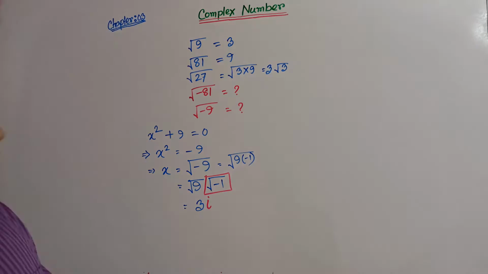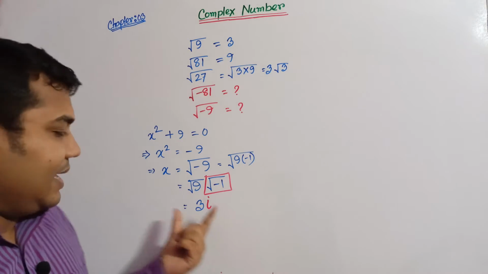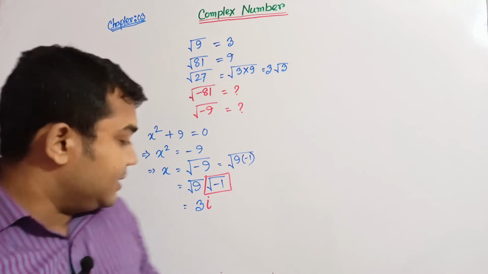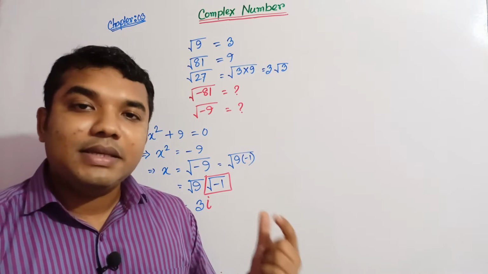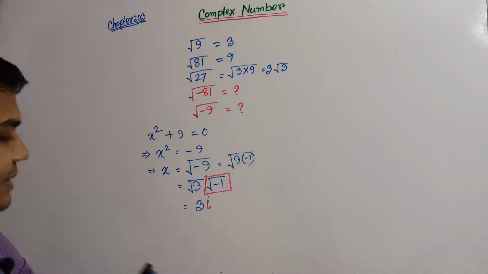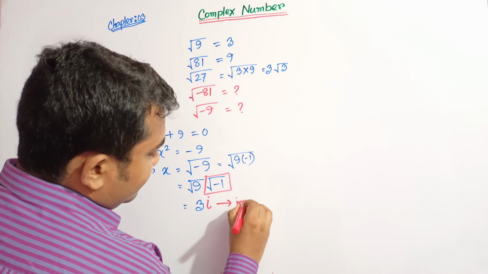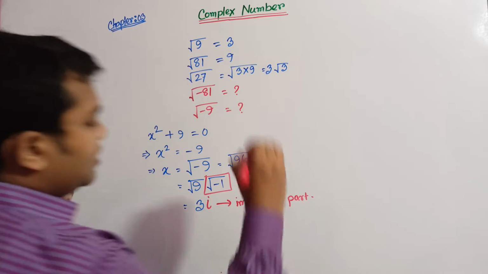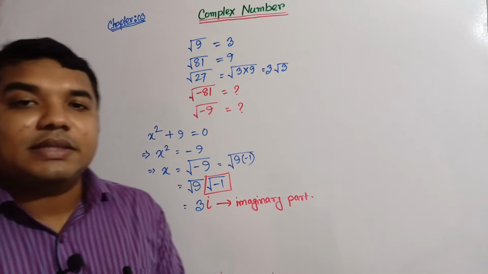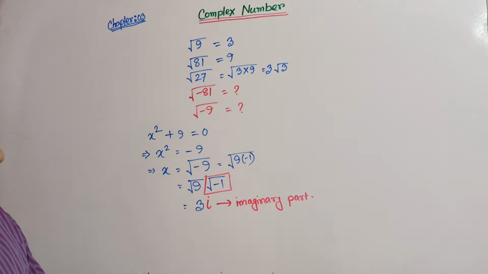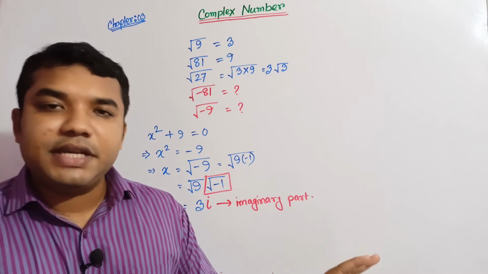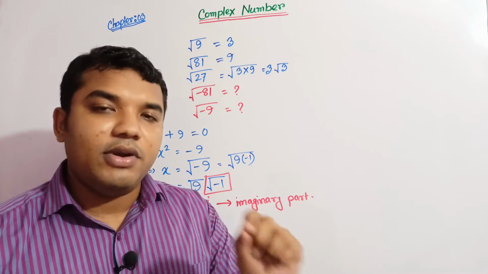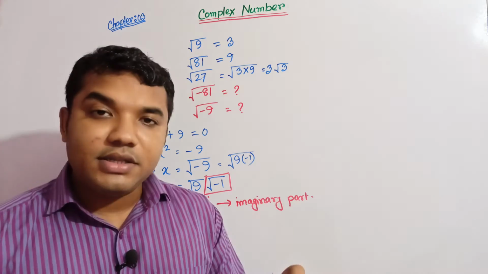So actually root over minus 9 is 3i. This is the complex part of the complex number. Generally we call it the imaginary part. Here i is the imaginary part. Actually this has a history behind it, and I will explain this according to Euler's theorem later.